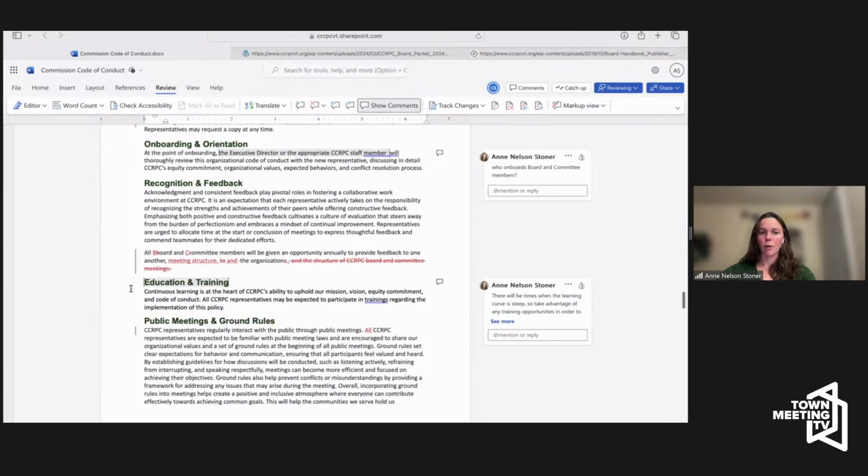It will also be a part of onboarding and training, orientation. So for new board members or new committee members, whoever is onboarding that person or those new people will also be responsible for walking through this document to make sure that it's clear, folks know where to find it, they know how to navigate it, they understand the meaning of the content in here.